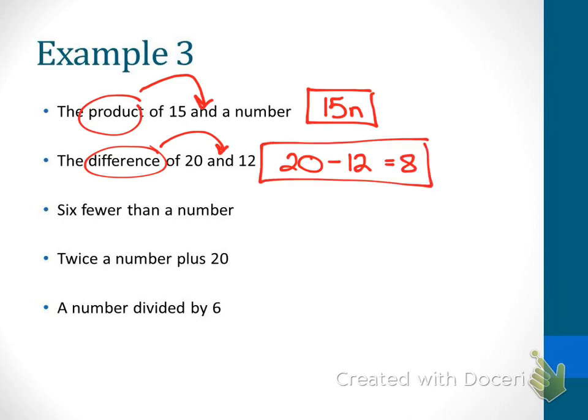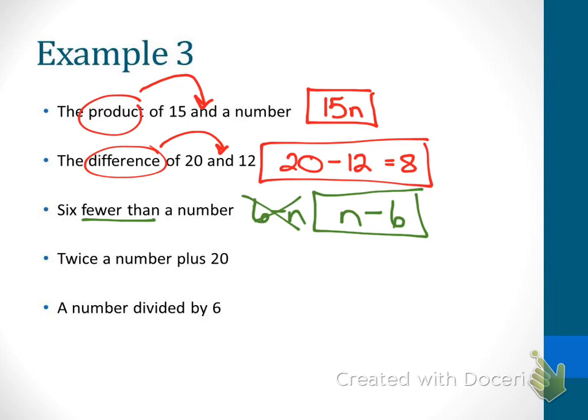All right. Okay, let's look at the third one now. Do you remember what I said about flip the order? What's the operational key word in this one? Fewer than. So now, fewer than, I'm actually taking the number from the variable. So instead of writing it how I'm reading it, it's not 6 minus n, it's n minus 6. I'm taking 6 from that number. So make sure anytime you see fewer than, more than, or less than, that you flip the order that you write the expression.